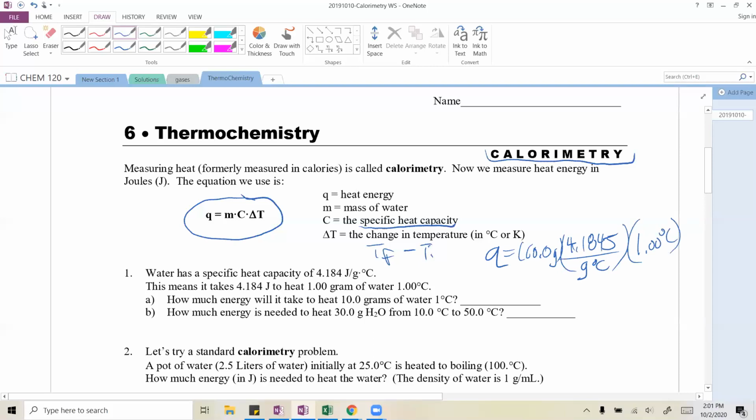Now, if we get that lined up correctly, you can see that our units should cancel, grams and grams, degrees Celsius and degrees Celsius. And so we're going to end up with joules. And so our answer should be 41.84 joules.